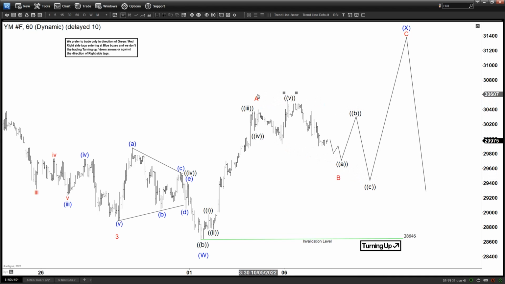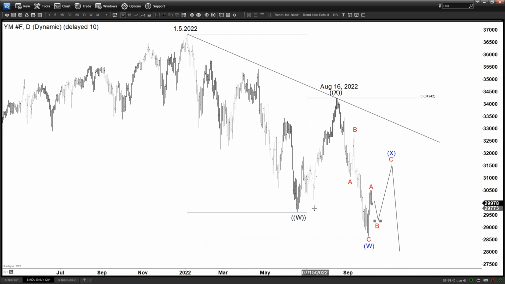The overall idea is, if we can see a 3-ish rally, that 3-ish rally, which is in the form of ABC, is going to fail. It's going to fail for further downside. Why? Because of the bearish sequence, right? When we look at the larger time frame, okay?